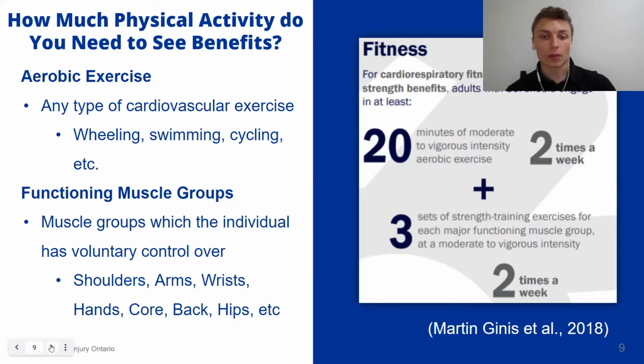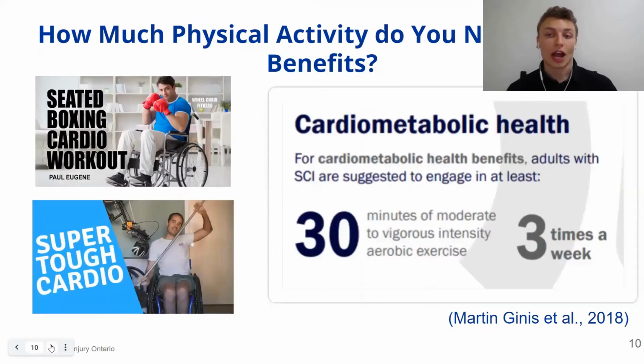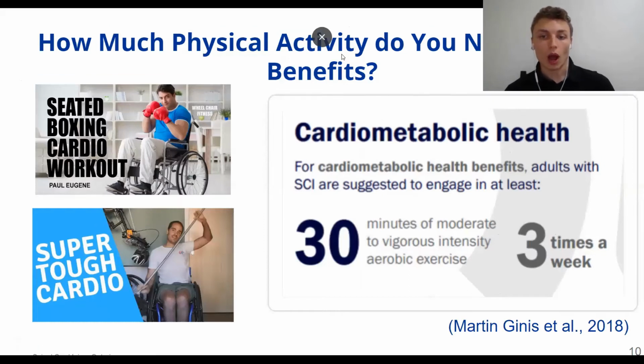On the next slide, we're going to be looking at how much physical activity you need to see your cardiometabolic health benefits. So the guideline recommends that an individual engages in at least 30 minutes of moderate to vigorous intensity aerobic exercise 3 times a week. So as mentioned on the previous slide, aerobic exercise is any type of cardiovascular exercise. So being able to complete one or multiple exercises at a moderate to vigorous intensity for a total of 30 minutes 3 times a week will yield these cardiometabolic benefits we mentioned earlier.